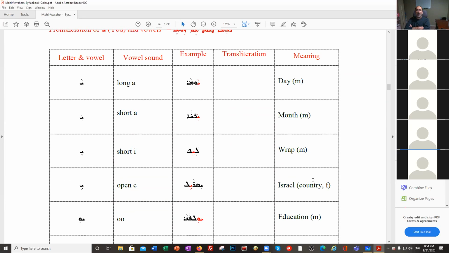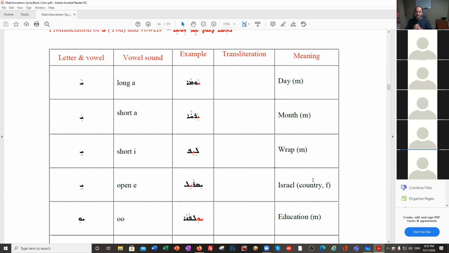With the short A, ya, yauma. Ya, short A, yarcha. Ye, with a short I, layib, which means rub. Usually, P sometimes is an F. So layif, right? Layif, layib.